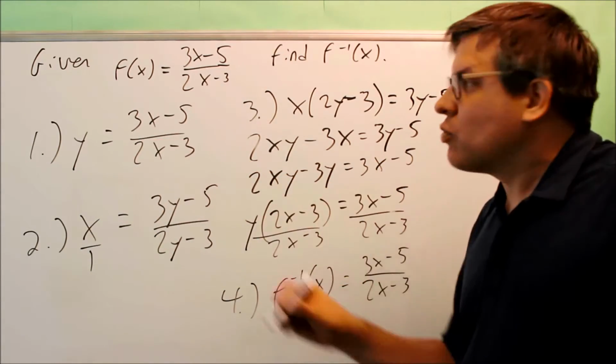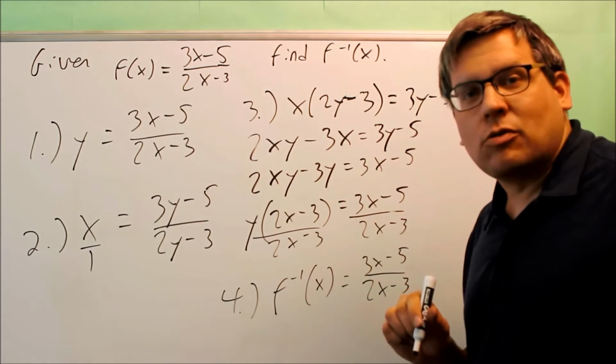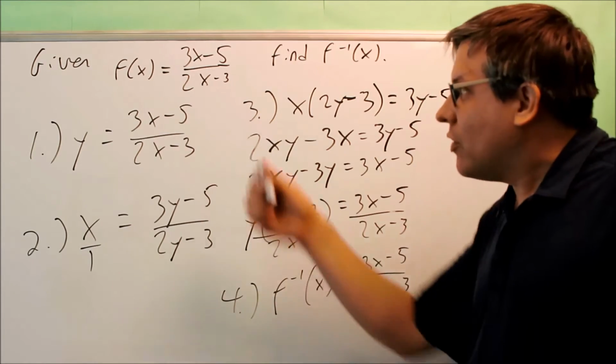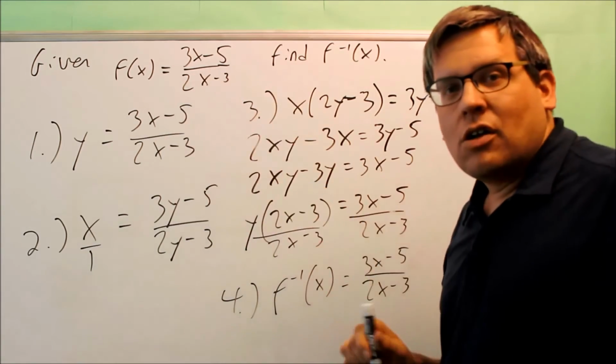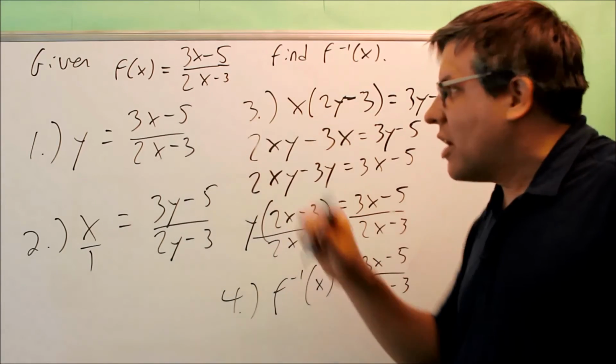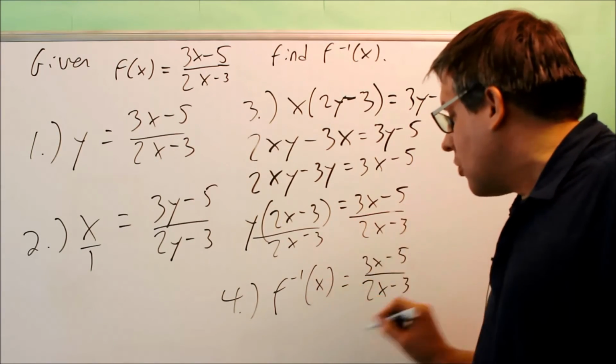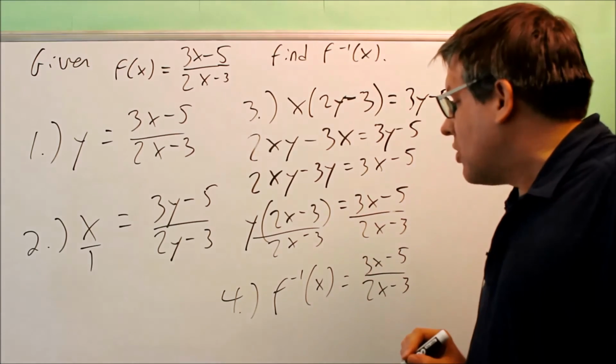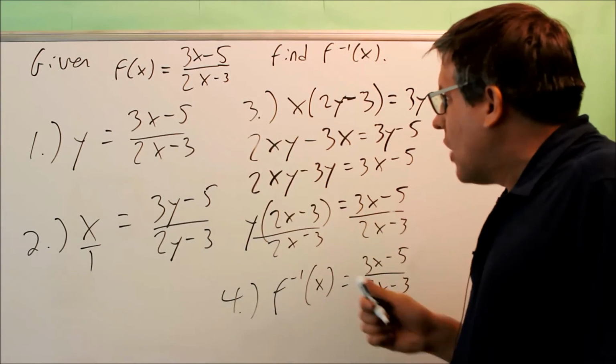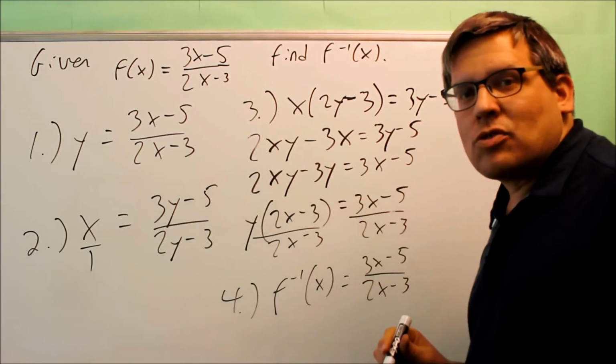So whenever that happens, when the original one is already symmetric to that line, that means that when you find the inverse, you always will get the same thing as a result. You'll get itself for the inverse. So we didn't do anything wrong here. This is the correct inverse. This is just one of those rare cases where the inverse happens to be the same as the original one.